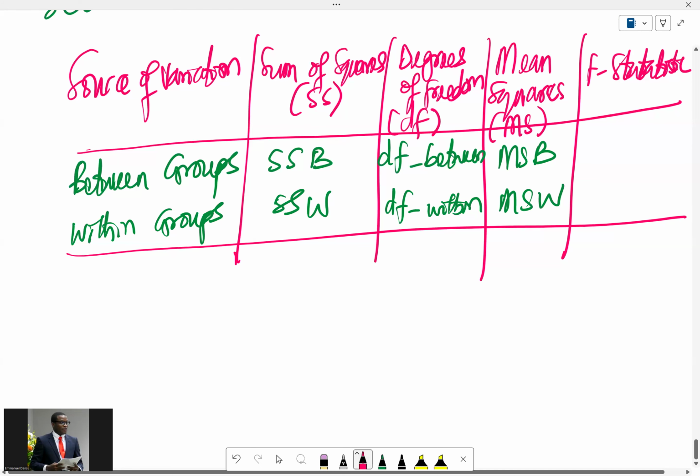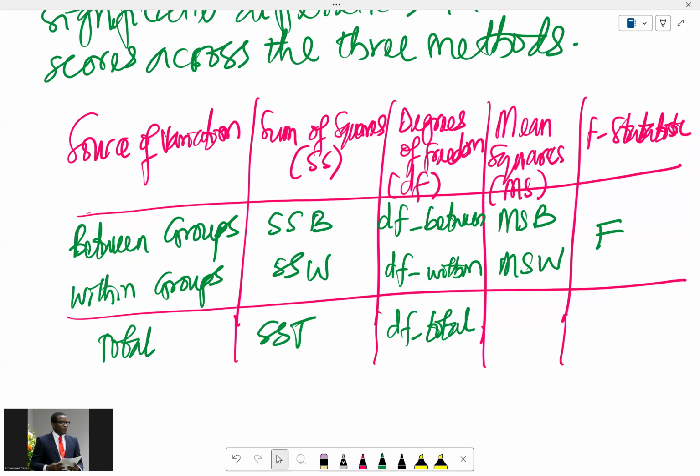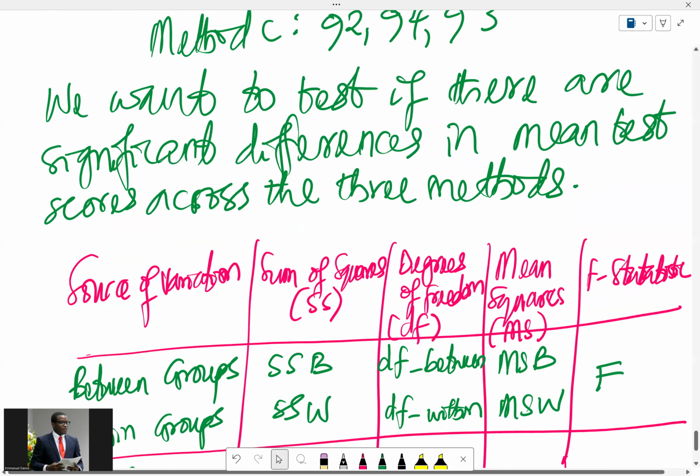Then lastly, you have some kind of total also. This is SST, which is the sum of SSB and SSW, like we saw before. And this is DF total, the addition of DF between and DF within. Of course, here we know F is MSB over MSW. So this is a table to summarize the things you have to do in answering a question. Okay, so let's go.